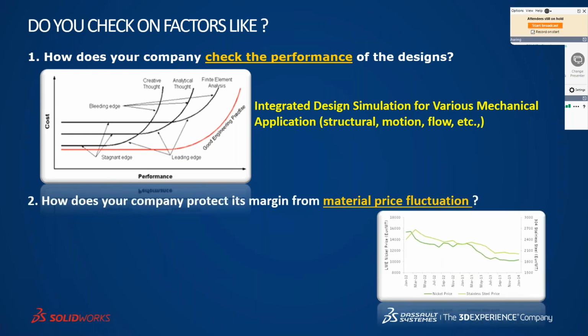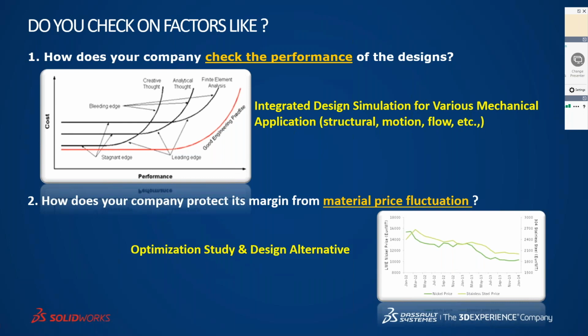What about material price fluctuations? For example, as a designer, I am designing this part and the price of this part in the market is this much, but unfortunately it's too much, as the market is getting bigger and wider and the demand is more and more. How do you manage the market price? In SolidWorks itself we have optimization study and design alternatives, so we can find this out through these studies. Let's go to the third point.